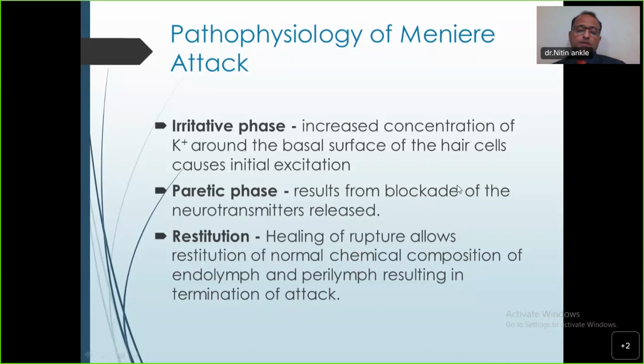will be healing of the membranous labyrinth, and again the reconstitution of the perilymph and endolymph will be there, wherein the chemical balance is brought back to normal, and the ear starts functioning normally. And these are the three phases which correlate very well with the clinical scenario.